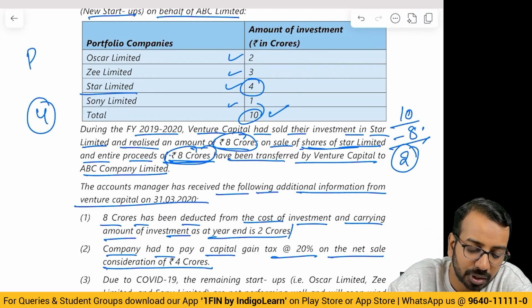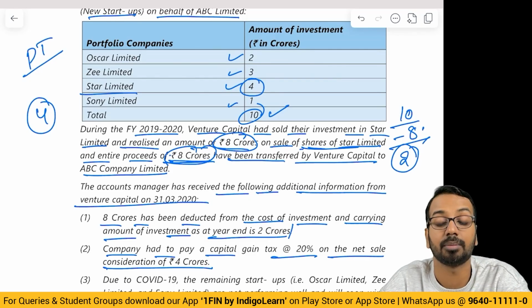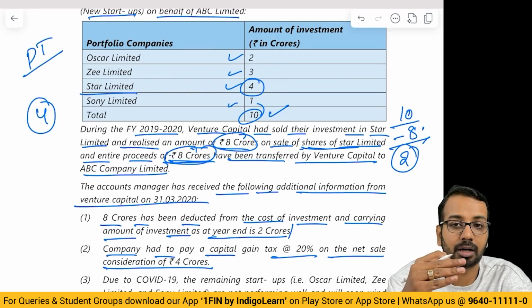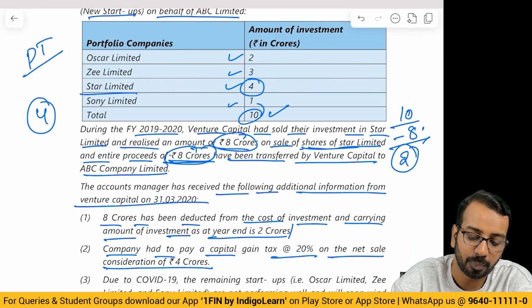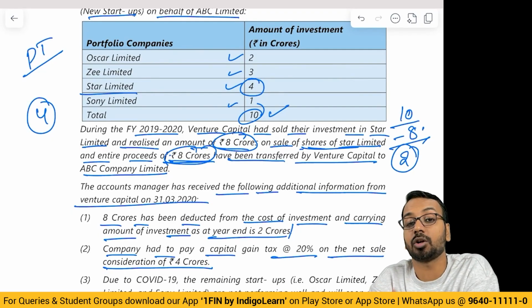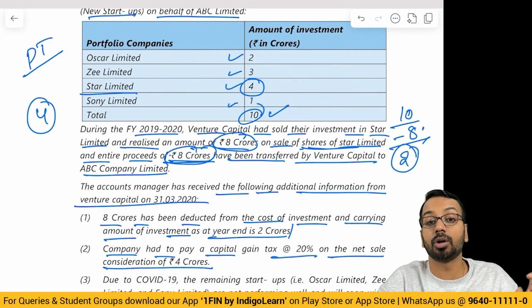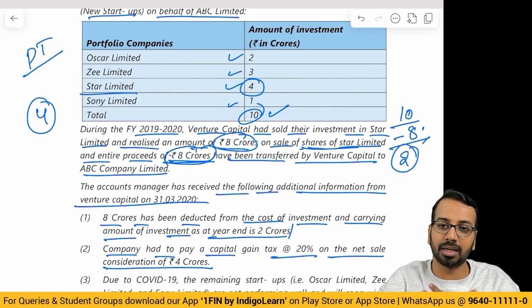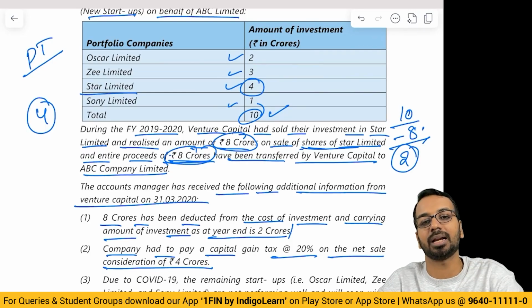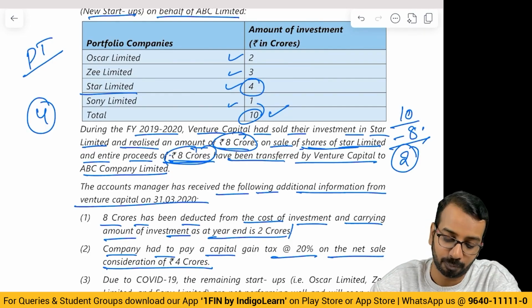This is called pass-through transactions. Again, advanced level when it comes to intermediate. Pass-through transaction means the venture capital is not paying tax. The original owner will pay the tax. So I'm not technically directly owning Star Limited, but tax liability is falling on me.